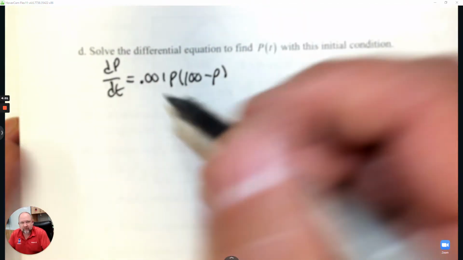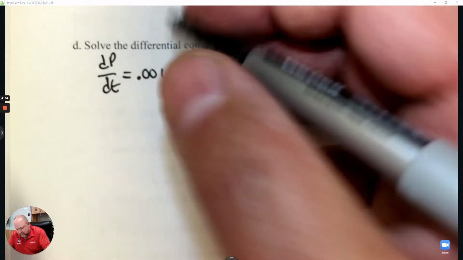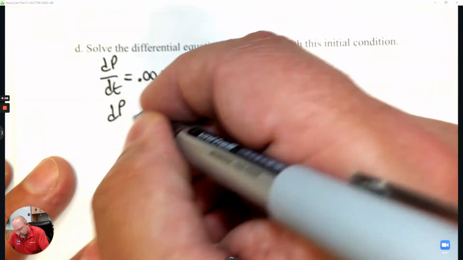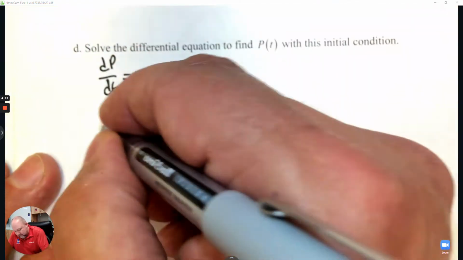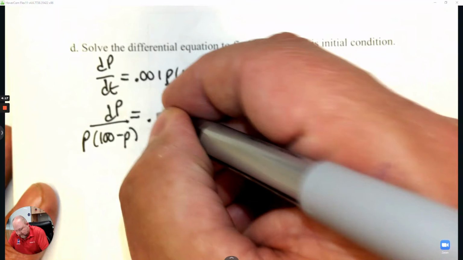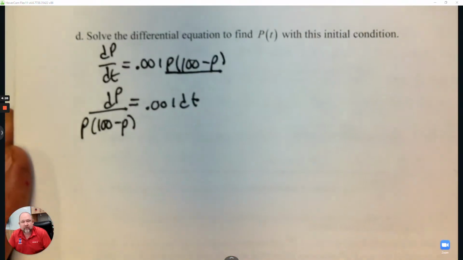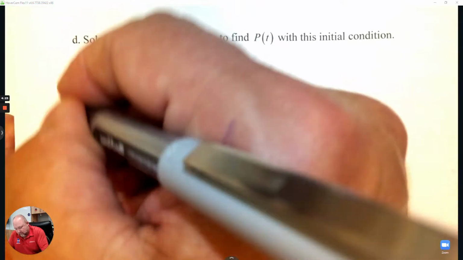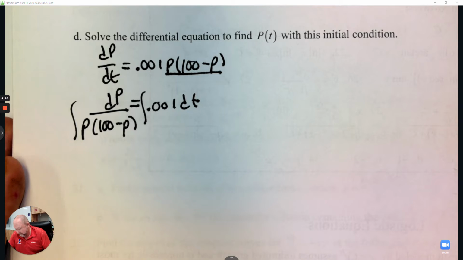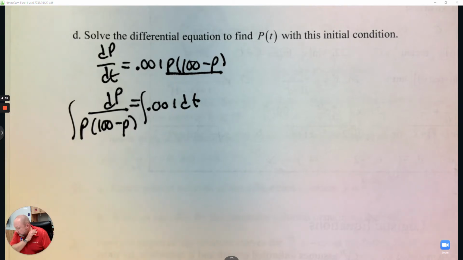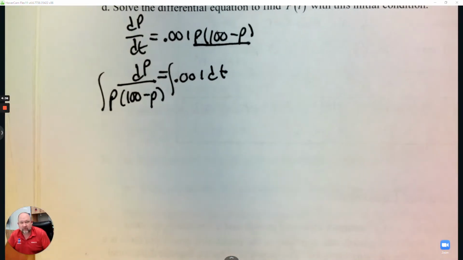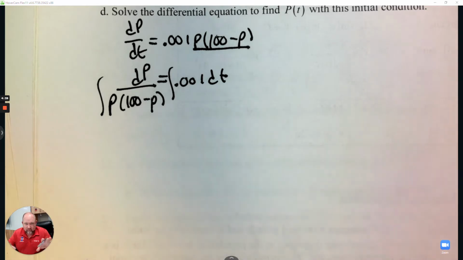So first of all, to separate, I'm going to multiply by dt. And then after I multiply by dt, I'm going to divide both sides by this. And on the other side, I have 0.001 dt, just to separate the variables. When I integrate this, on the right side, it's pretty simple, 0.001 t. But on the left side, I'm going to have to separate it into two fractions.